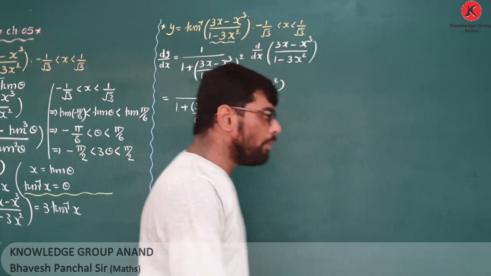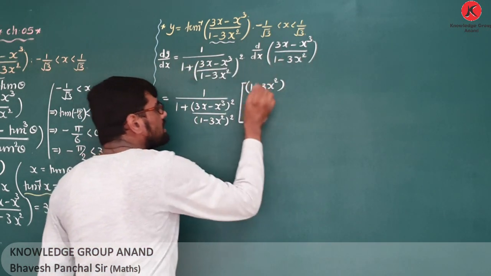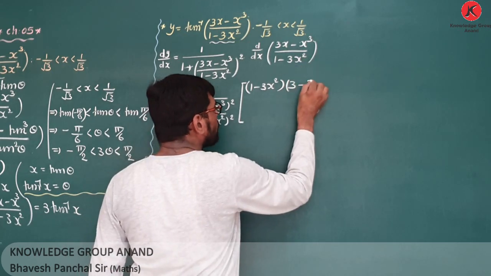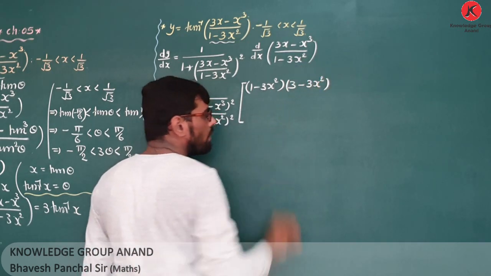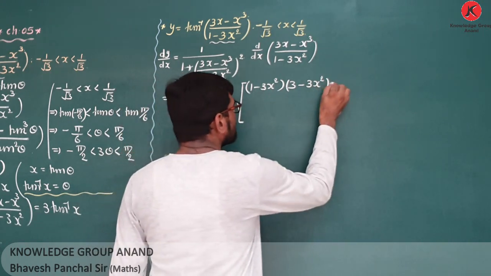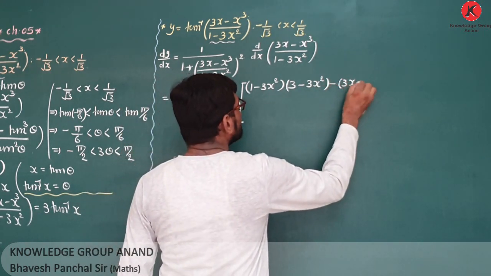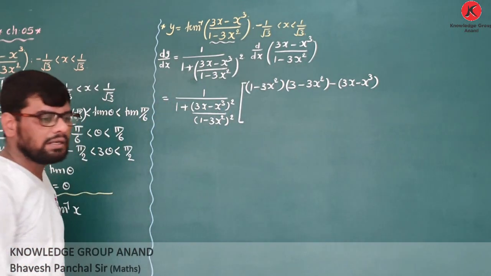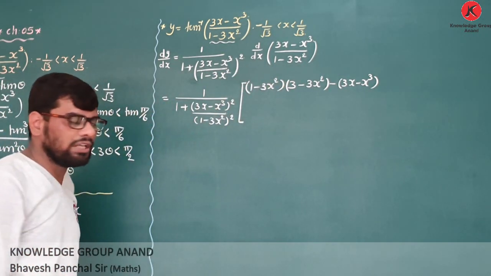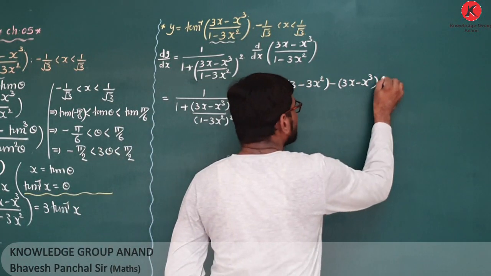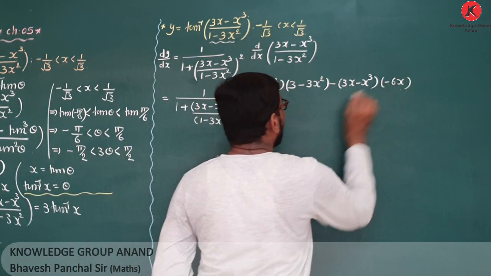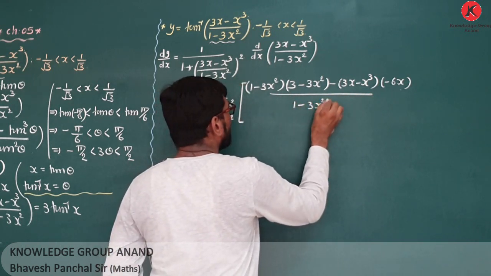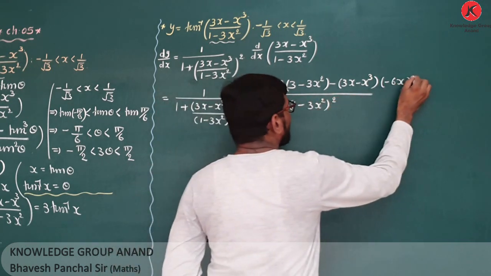But derivative of numerator, and numerator is 3x minus x cube, then derivative of 3x is 3 minus derivative of x cube, that is 3x square, okay, minus now numerator as it is and derivative of denominator. Derivative of denominator, see here, derivative of 1, that is always 0, and derivative of minus 3x square, which is minus 6x, upon denominator whole square, that is 1 minus 3x square whole square.